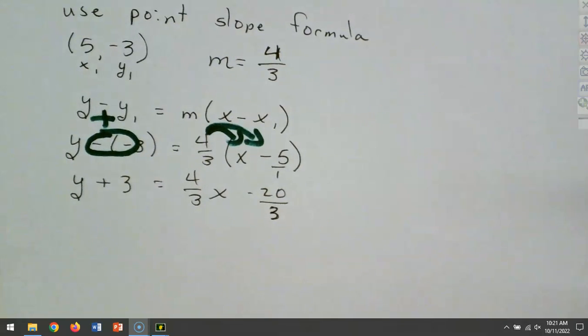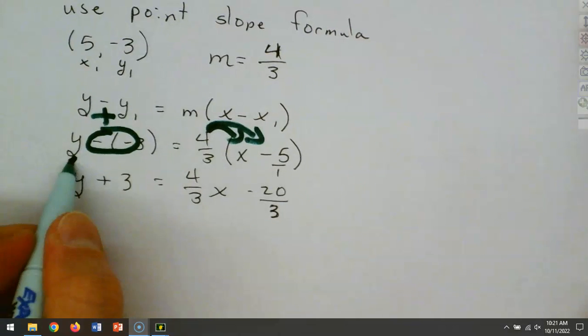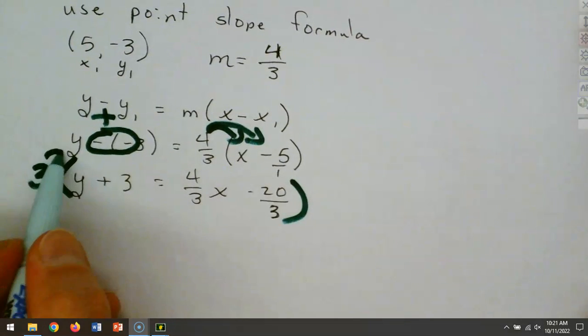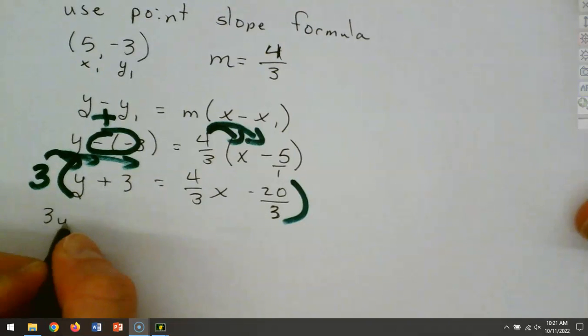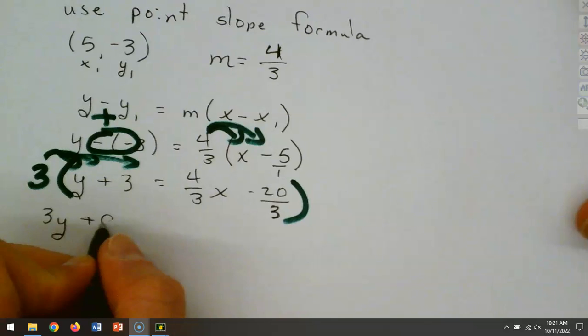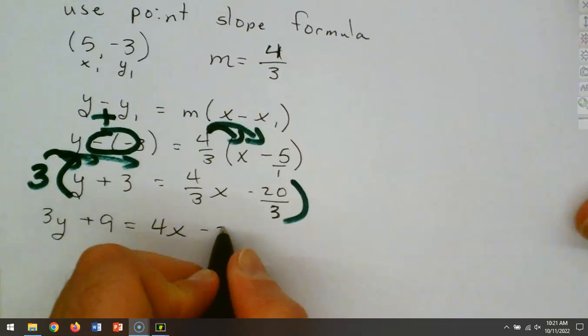Now, we want this in standard form. Can we have fractions in standard form? No, we cannot. So how do we clear them out? Multiply it all by what? Multiply it all by 3, right? Okay, so let's do that. When we multiply it all by 3, that leaves us with a 3y. 3 times 3 is 9. 3's cancel, leaving you with a 4x. 3's cancel, that leaves you with a -20.